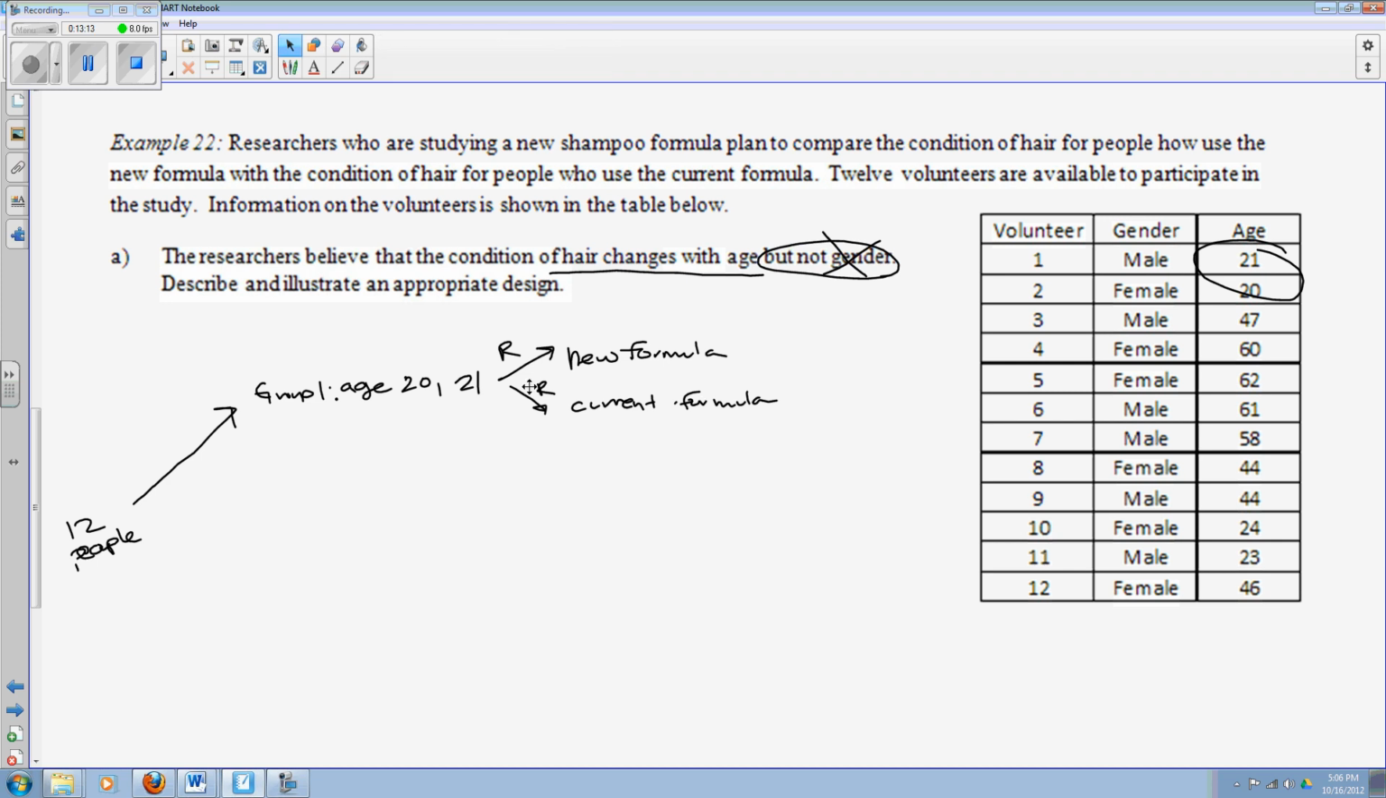It's important to note where I put the R's. Over here, when I took the 12 people and assigned the first 2 to group 1, was that random? No, it was not random. We set that group based on their age. So this right here does not have an R. This was not random. Versus when we go over here, we have these 2 people in a pair. We just want to randomly assign one of them to the new formula, one to the current formula. So this part, the assignment of the treatments, is random.